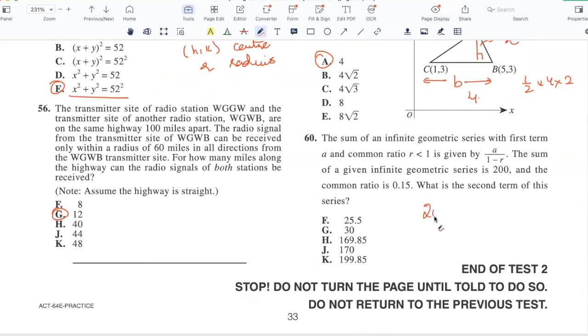Okay, so 200 is a divided by (1 minus 0.15). So a is 200 times 0.85, which is 85 times 2, which is 170. So that's the first term. So the second term would be a times r. So that's 170 times 0.15. So I think we can just plug this in the calculator. 170 times 0.15. So that's 25.5, option F.